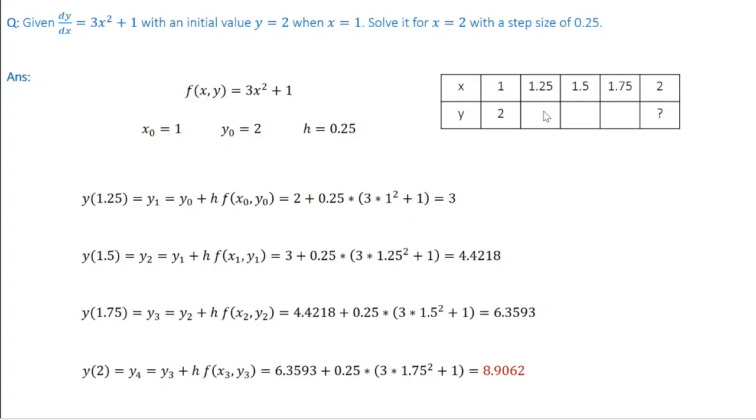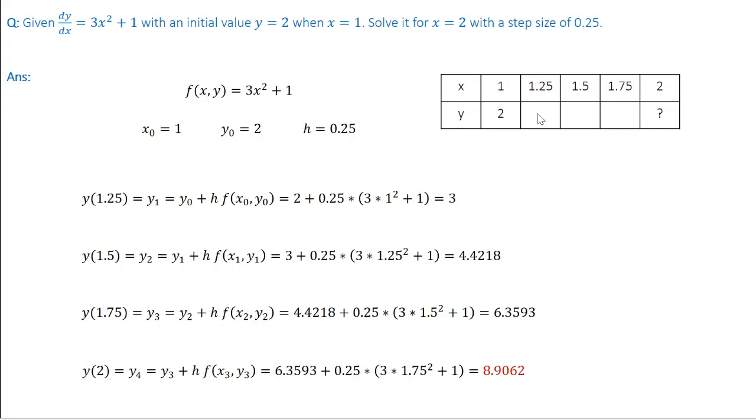So first step, find out the value at x equal to 1.25. So y of 1.25, you call it as y1. And from Euler's formula, this is y naught plus h into f of x naught, y naught. y naught is 2, plus h is 0.25 multiplied by f of x naught, y naught. Basically in this equation, substitute for x naught. So 3 into x naught square, that is 1 square plus 1. So you get the value 3. So at x equal to 1.25, the value of y is 3.